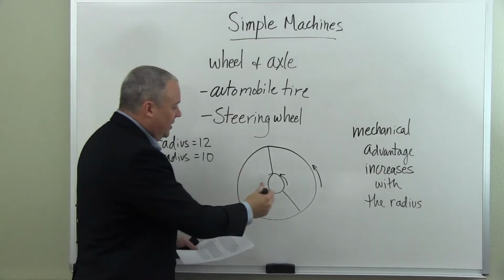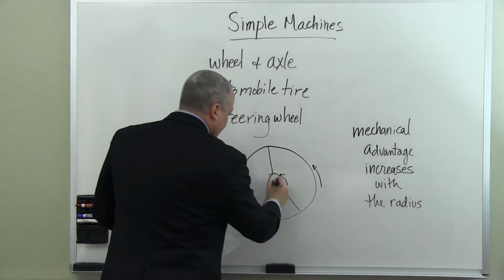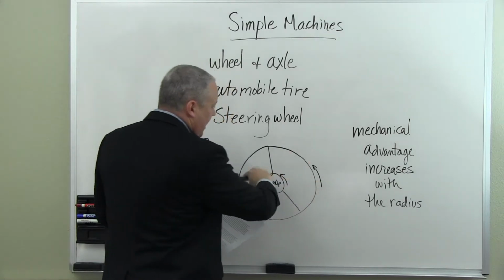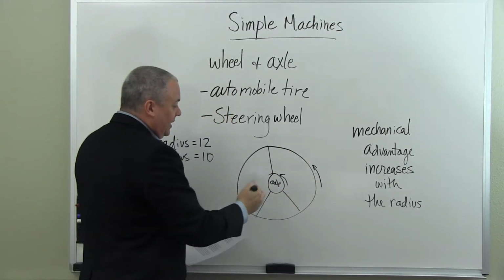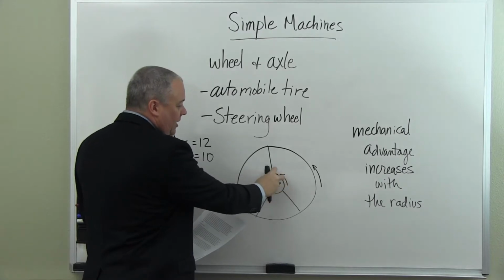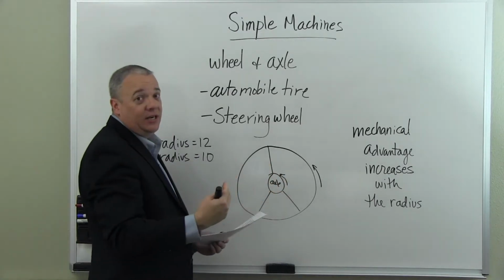So I've got a picture here. This is the central axle here. This is the outer wheel of the steering wheel, if you will. If we had to grab the central column and turn it, it would be almost impossible for us to get enough force.